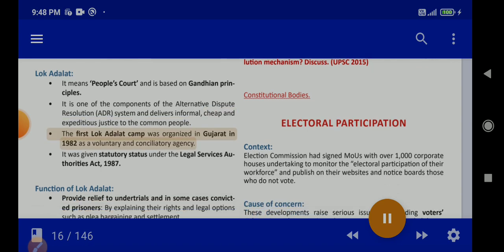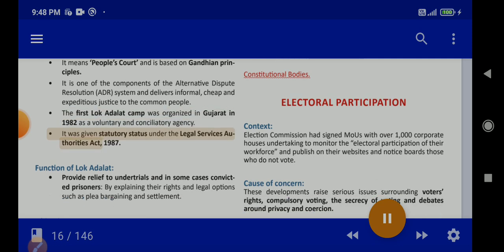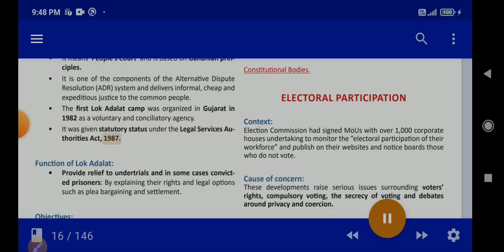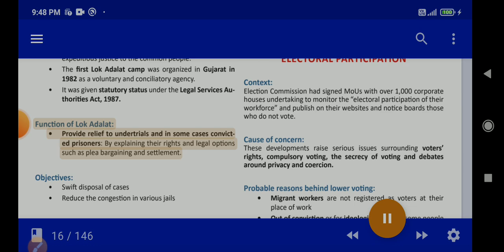The first Lok Adalat camp was organized in Gujarat in 1982 as a voluntary and conciliatory agency. It was given statutory status under the Legal Services Authorities Act, 1987. Function of Lok Adalat: provide relief to under-trials and in some cases convicted prisoners, by explaining their rights and legal options such as plea bargaining and settlement.